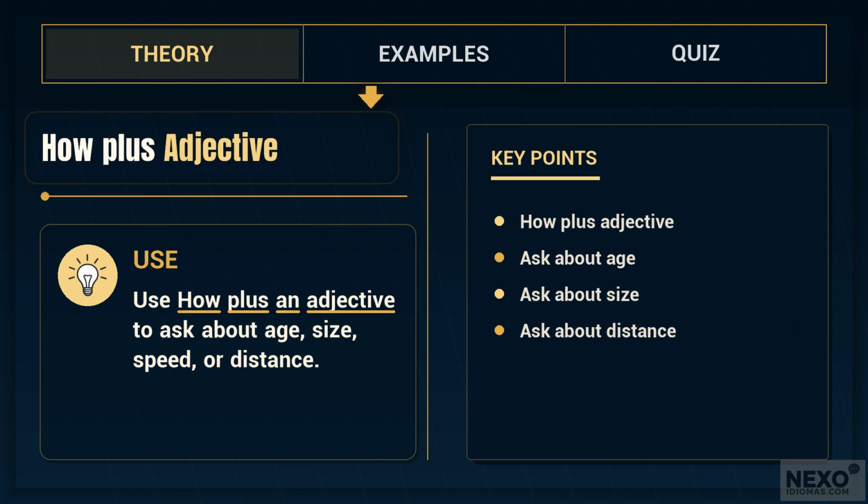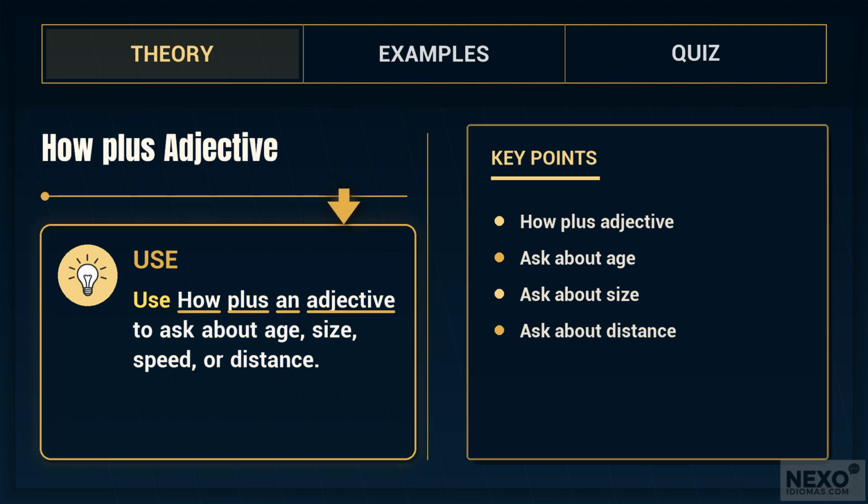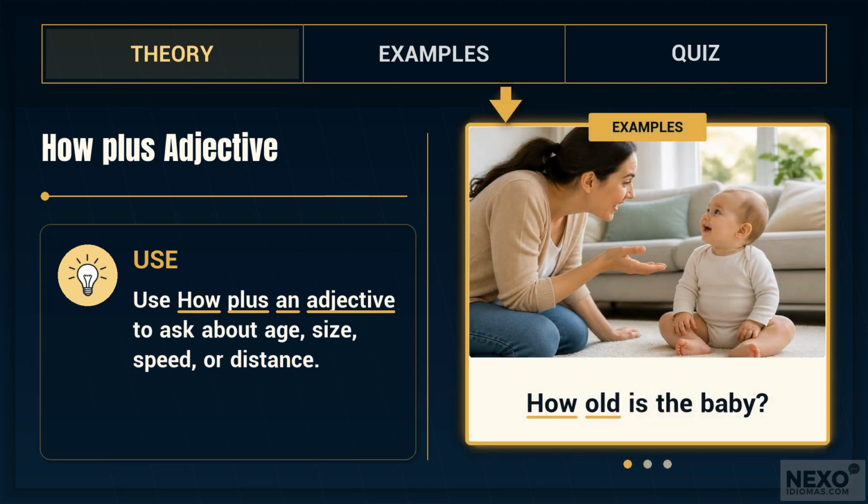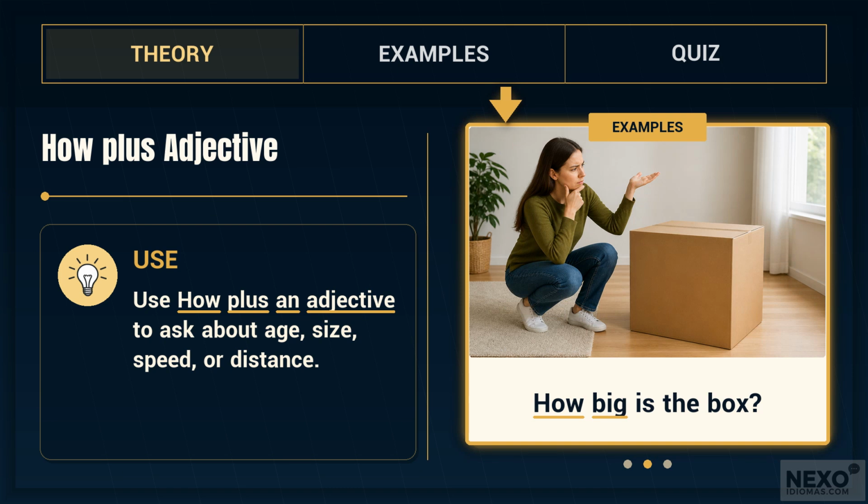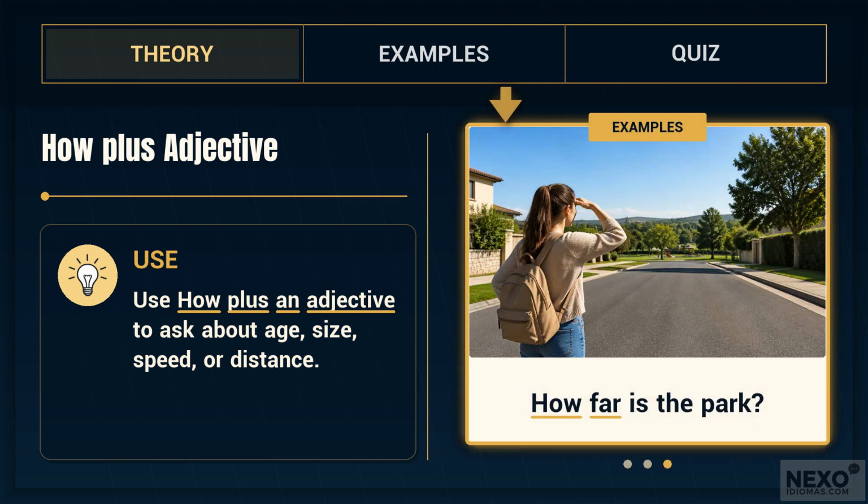How plus adjective. Use how plus an adjective to ask about age, size, speed, or distance. Example. How old is the baby? Example. How big is the box? Example. How far is the park?